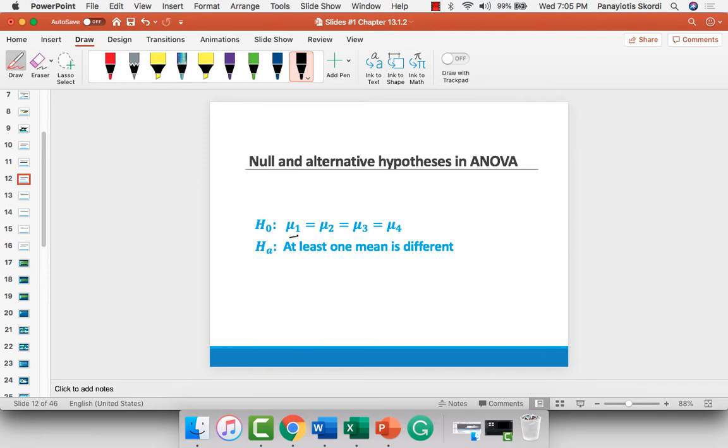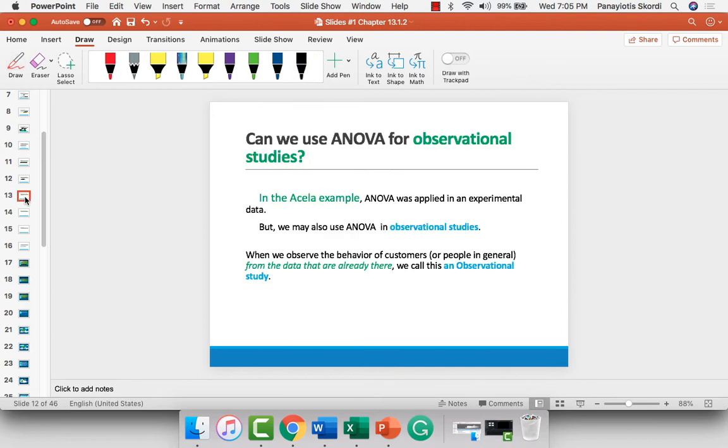So if the average miles traveled by the people that were offered 10% off is the same as the average miles of those that were given 5,000 bonus miles, is the same as those that got to watch a Netflix movie, is the same as those that got nothing. And the alternative is that at least one of those is different.